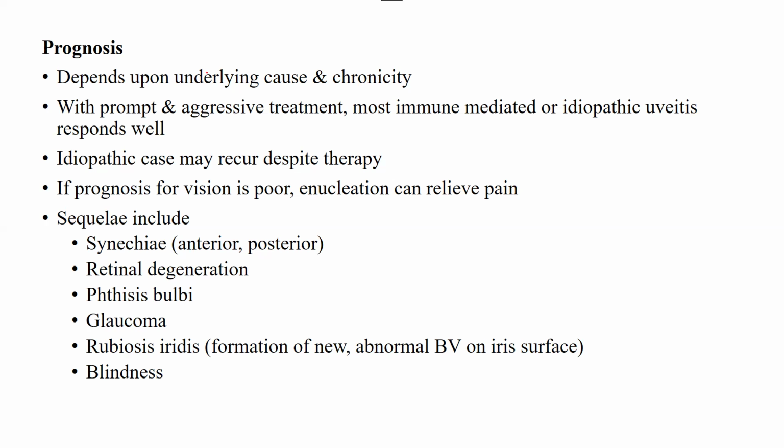But there are some sequelae to anterior uveitis. Number one is synechia. Anterior or posterior, any synechia can happen. The other thing is retinal degeneration. We will discuss this disease in detail in further videos. Phthisis bulbi, it's the end stage of the eye. We will also discuss this in the following video. Then glaucoma, it can also happen. Rubeosis iridis, it is a formation of new abnormal blood vessels on the surface of the iris. So it can happen, and blindness can happen. So these all are the sequelae of anterior uveitis.